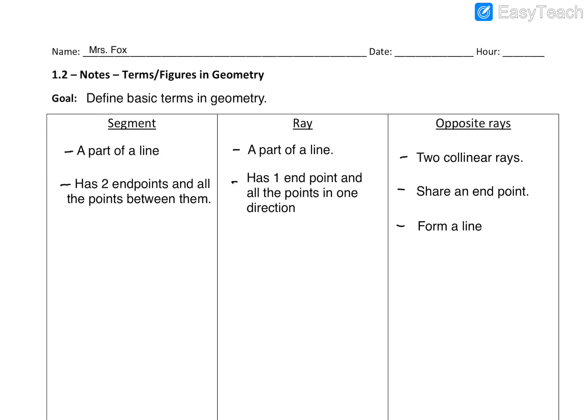A lot of what we're going to be talking about today are types of lines. It's all about lines. So points, lines, planes, that's pretty much what we're going to be talking about in this first unit. And today we're really focusing on the lines portion. So a segment is part of a line. It's going to have two endpoints and it's going to include all the points that are between the two endpoints.